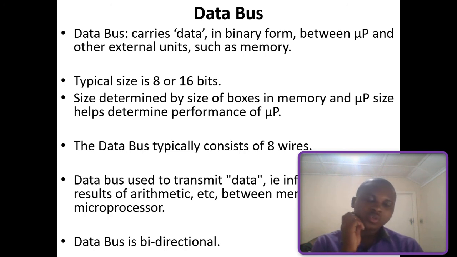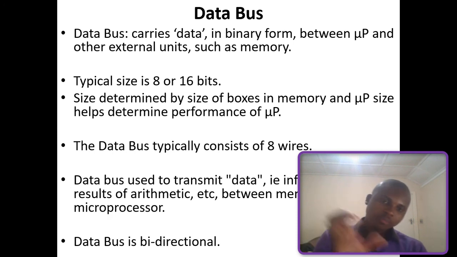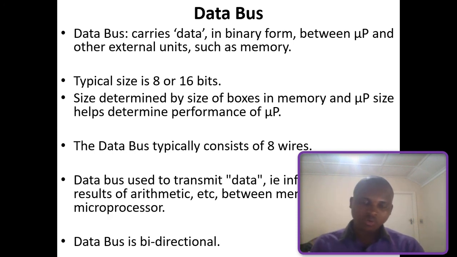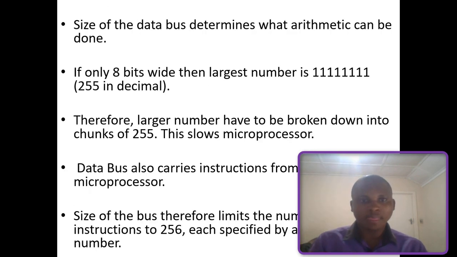So the data bus is used to transmit data, that is information, results of arithmetic, etc., between memory and the microprocessor. Also, the data bus is bidirectional, which means it can take data from memory to the microprocessor, or from the microprocessor to memory, or from other components to the processor, and from the processor to other components.